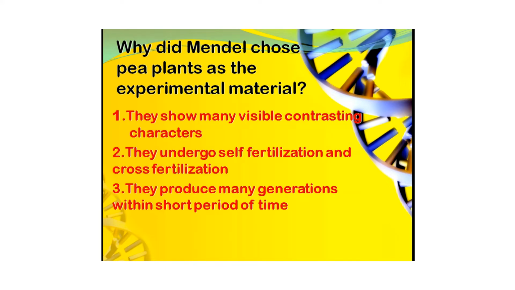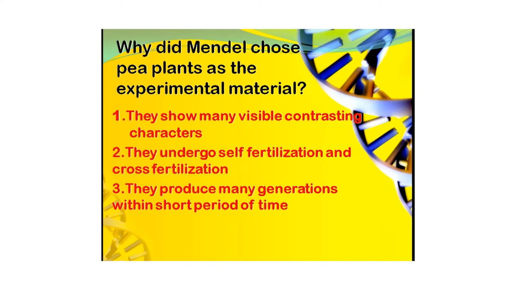So they say that they show many visible contrasting characters. Now we have seen so many visible contrasting characters like pea flowers. We can see white flowers are there, purple flowers are there. If we look at the position, the position can be axial. Sometimes the flowers can be at the tips, or when we look at the pod shape, you can see inflated pods are there, constricted pods are there. Sometimes when we look at the height of the plant, there can be tall pea plant, it can be short pea plant. So these are all the many visible contrasting characters.